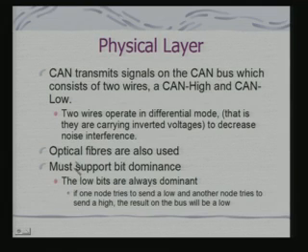The physical layer suggests the transmission of the data in a differential mode. That is, it is a two-wire CAN bus. So, we have what we call CAN high and CAN low lines, and the two wires operate in differential mode. That is, they are carrying inverted voltages. So, why differential mode? The advantage is that there will be automatic noise cancellation.